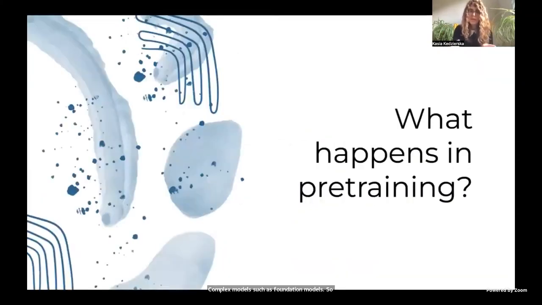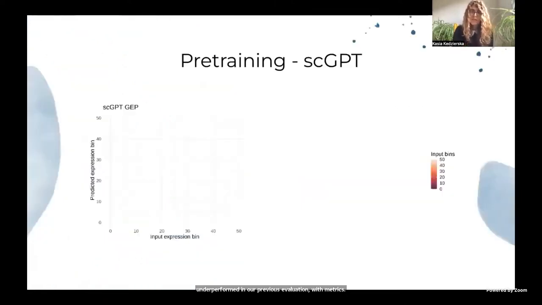So we saw that the foundation models that we evaluated underperformed in our previous evaluation metrics, and we wanted to see what happens in the pre-training. So first, we're going to look at scGPT, and as I mentioned earlier, scGPT has 2 training objectives: gene expression prediction, when the masked gene expression is predicted from unmasked genes, and cell embedding. And we're going to look at the input expression bin and predicted expression bin.